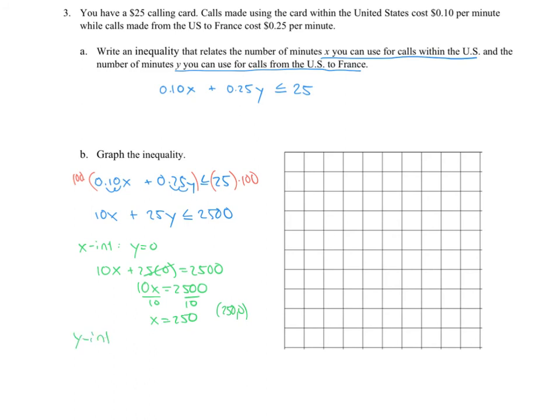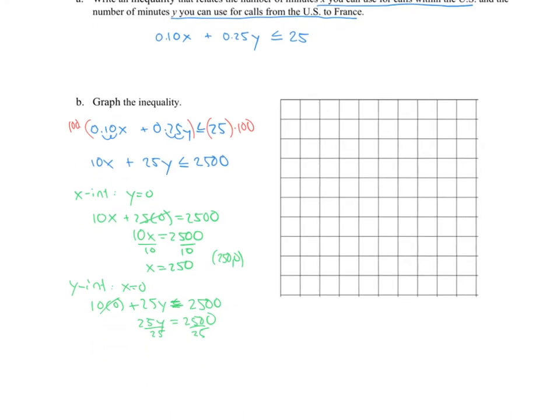Now the y-intercept is when x equals 0. So if I plug in 0 for x, 10 times 0 plus 25y is less than, or, well, I want to just do equals because I'm finding the intercept, the point on the line where it touches the y-axis. That part goes away. 25y equals 2,500. Divide both sides by 25, and we get y equals 100. So the point 0, 100 would be the y-intercept. So I'm going to graph this line by plotting the intercepts.